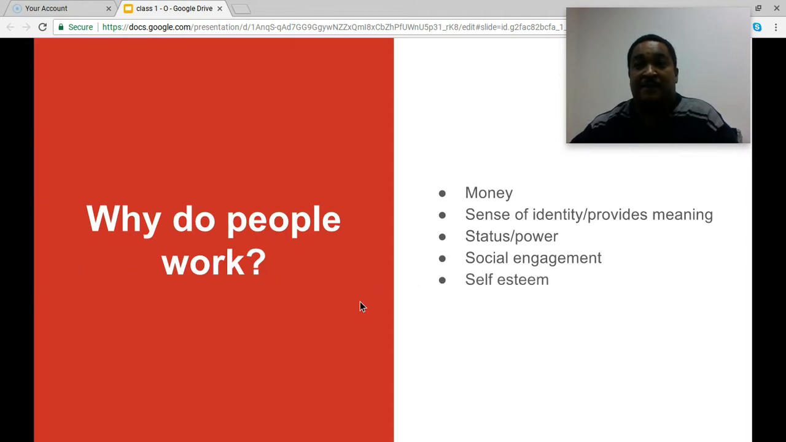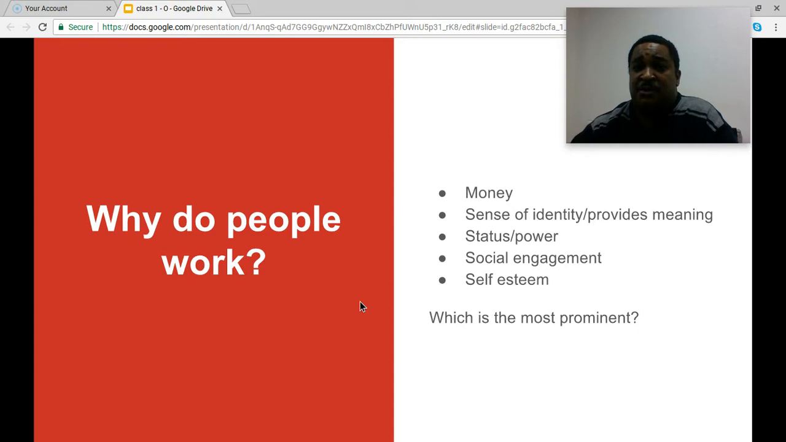And then finally, self-esteem. People feel like they need to work to make them feel better. Some work is altruistic, so people are helping out communities or supporting other people, and that helps them feel good about themselves.